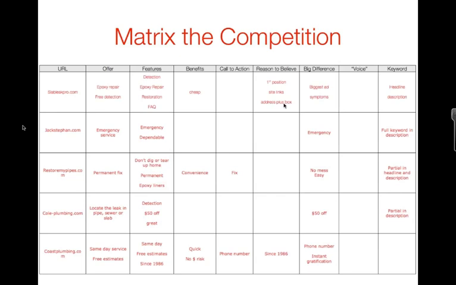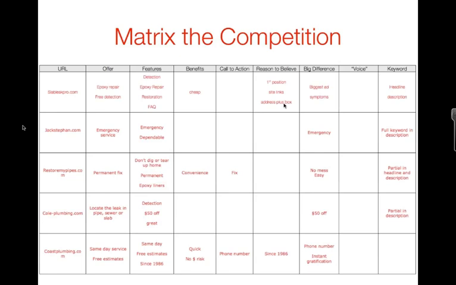So slableakpro.com, their offer is epoxy repair and free detection. And they got a bunch of features: detection, epoxy repair, restoration, and they had FAQ, because they had all those site links, so they could put in extra text. Benefits here, it is cheap. Their description line was epoxy repair a fraction of the cost, so I'm going to give them cheap for that. No call to action. And the reason to believe is what gives them credibility. So there's credibility in being in the first position at the very top.